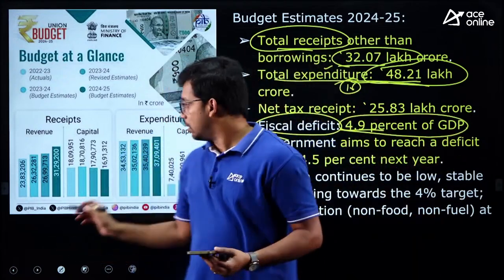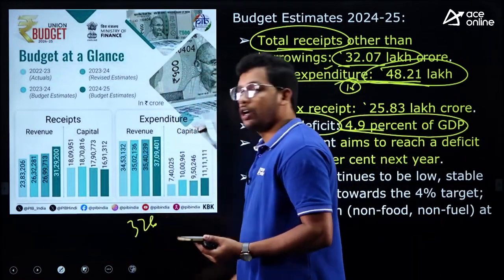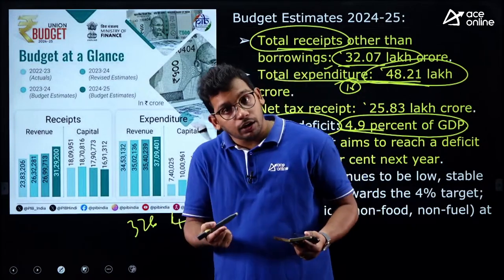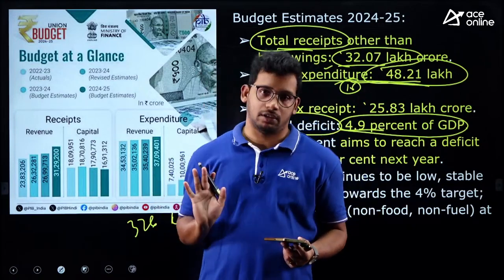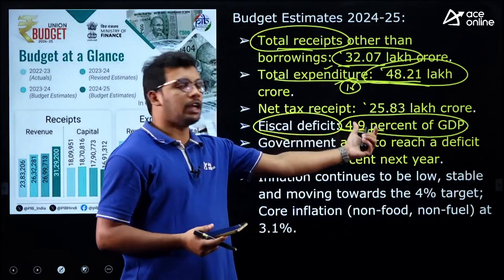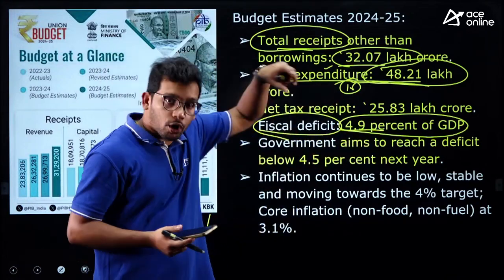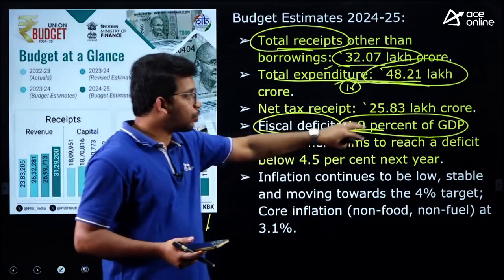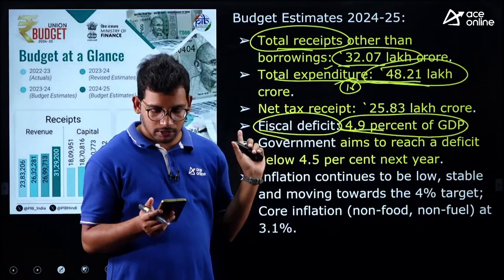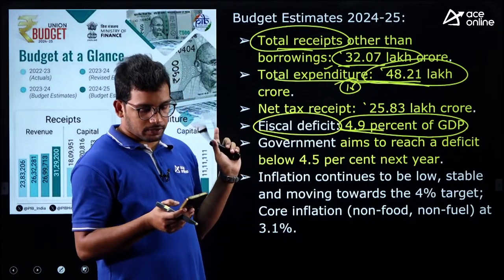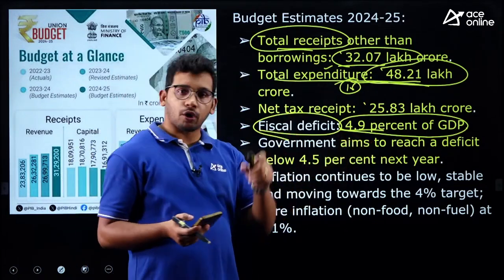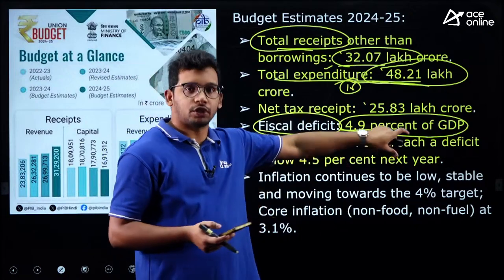What is our GDP? 326 lakh crore. Out of that, 4.9% is what government is borrowing this year. So this is the meaning of that. Fiscal deficit of 4.9% of GDP means the borrowings in that year out of the total GDP that we are producing. So it is just 4.9%. I hope this is clear. Is this clear? So 4.9% is the borrowing that government is making out of the total GDP.